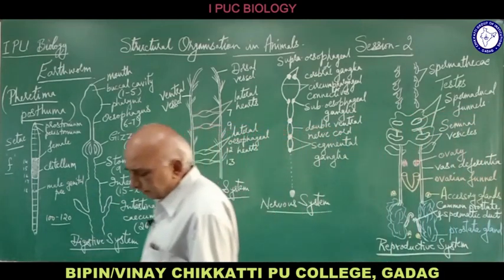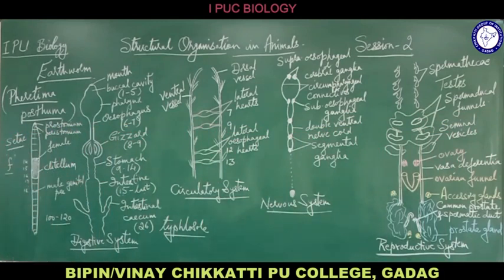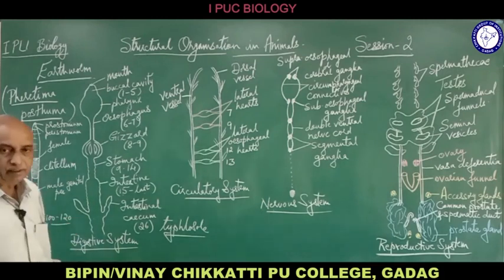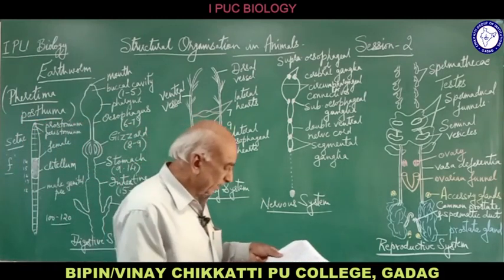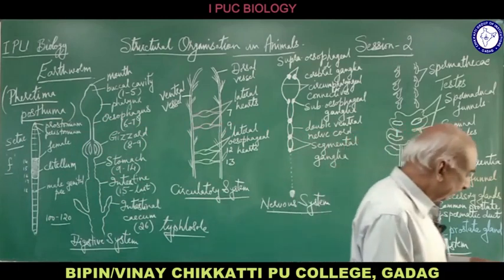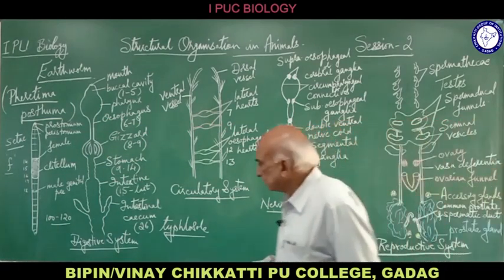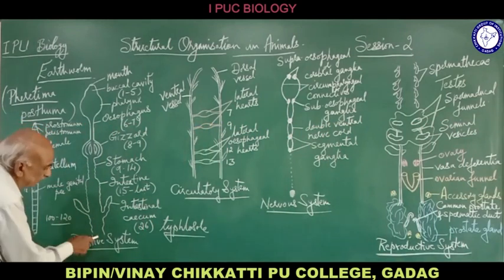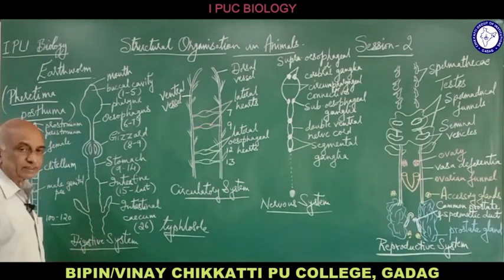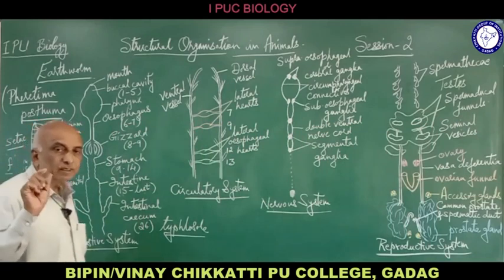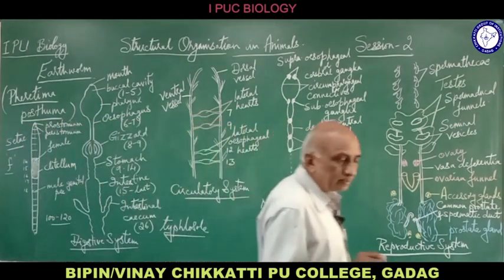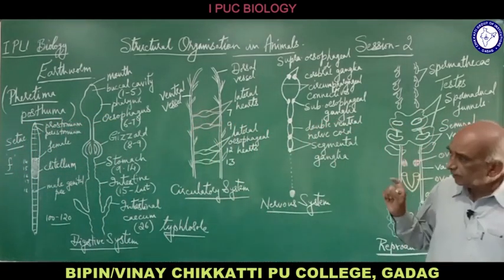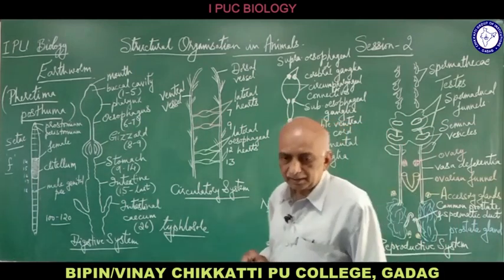So that is how the digestion takes place here, and here the digested food is absorbed by the membranes of the intestine, and thus the undigested food material is thrown out, and this intestine opens into the exterior by the help of an opening called the anus. So that is the digestive system of the earthworm.